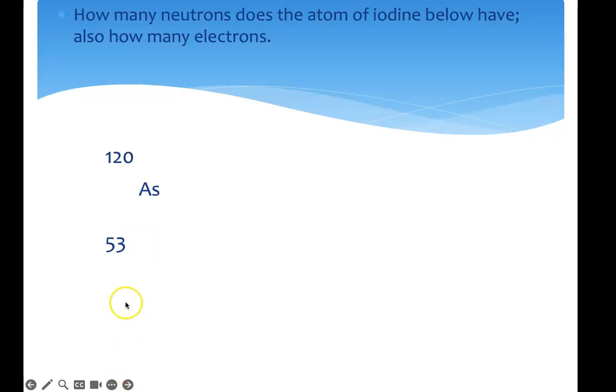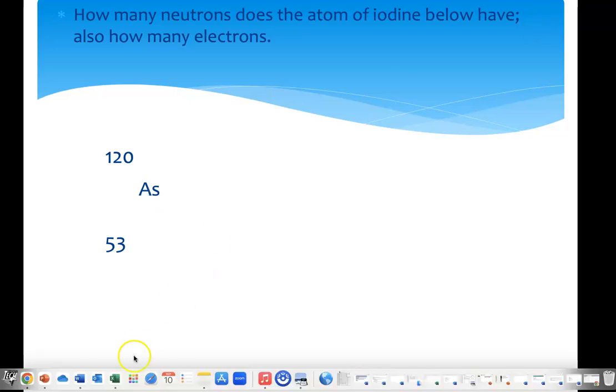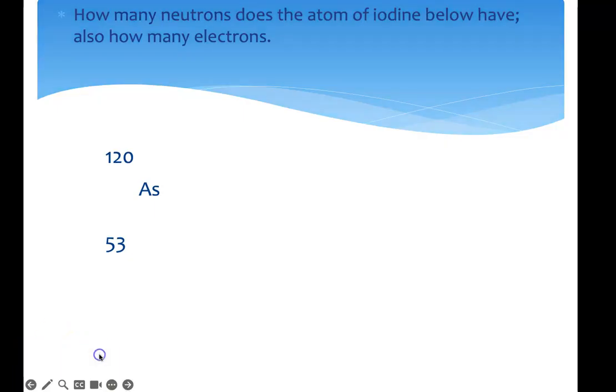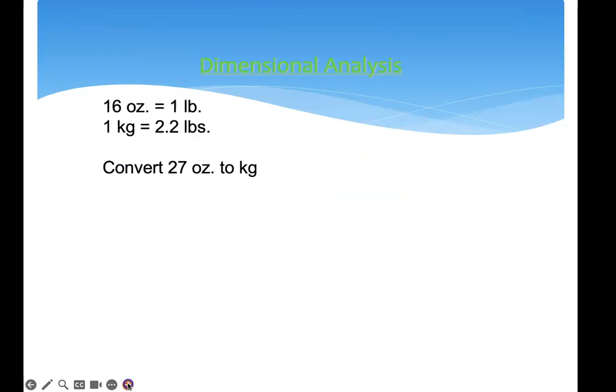Oh, and I think I've got a typo here. I can see this should not be arsenic again. This should be iodine. So how many protons and electrons does it have? If it's iodine, hopefully you're thinking 67 neutrons and 53 electrons.